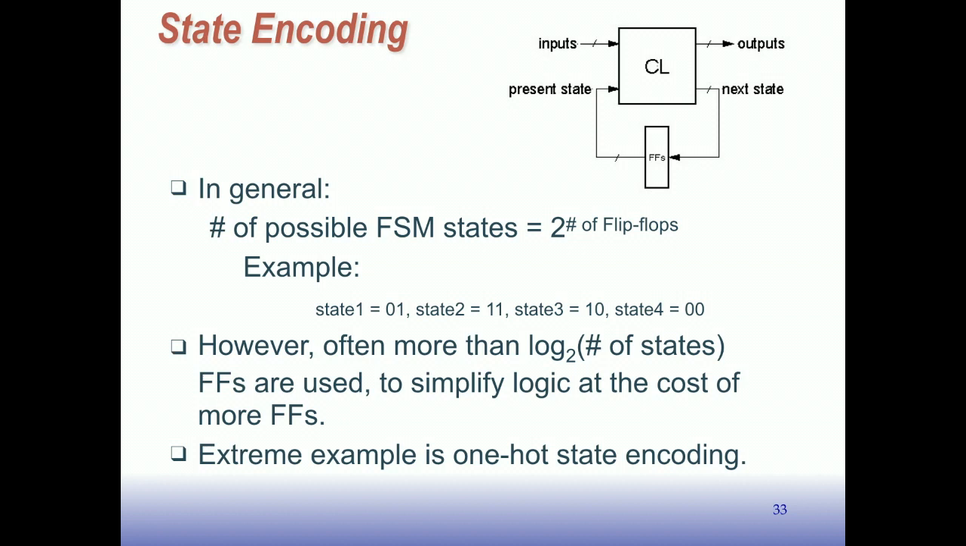So in general, the number of possible FSM states is 2 to the number of flip-flops, as I said. However, often more than log base 2 of the number of states flip-flops are used to simplify logic at the cost of more flip-flops. There's one type of encoding I'm going to show you because it's a popular one and it's pretty easy to understand. This is called one-hot state encoding. We call it one-hot because in the state word, there's only going to be one 1, and the rest will be zeros.